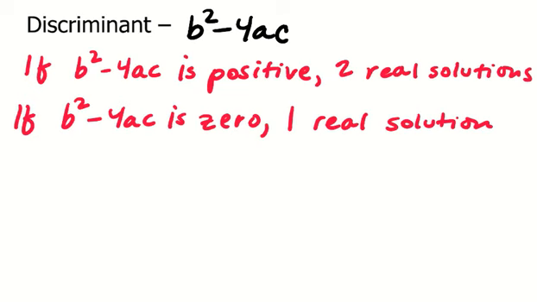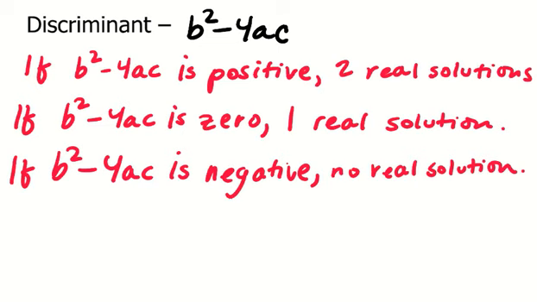Okay, so I was saying if b squared minus 4ac is positive, we get 2 real solutions. If b squared minus 4ac is 0, then we get 1 real solution. And if b squared minus 4ac is negative, then we'll have no real solution.